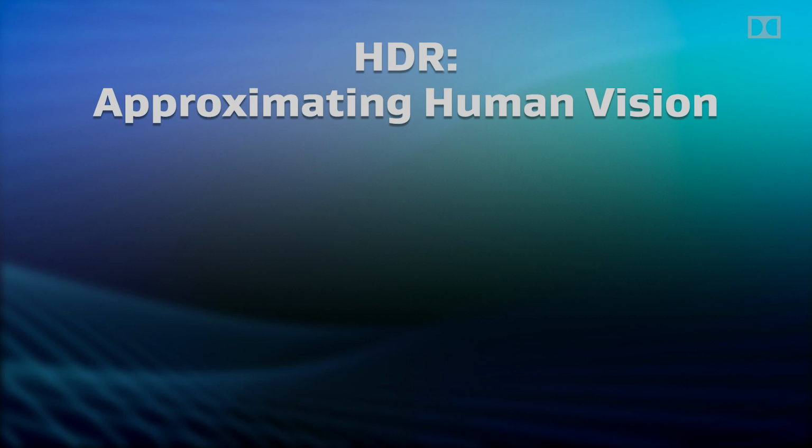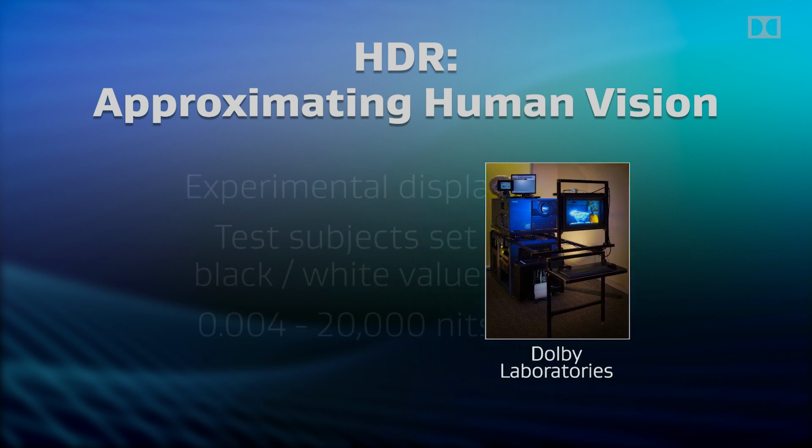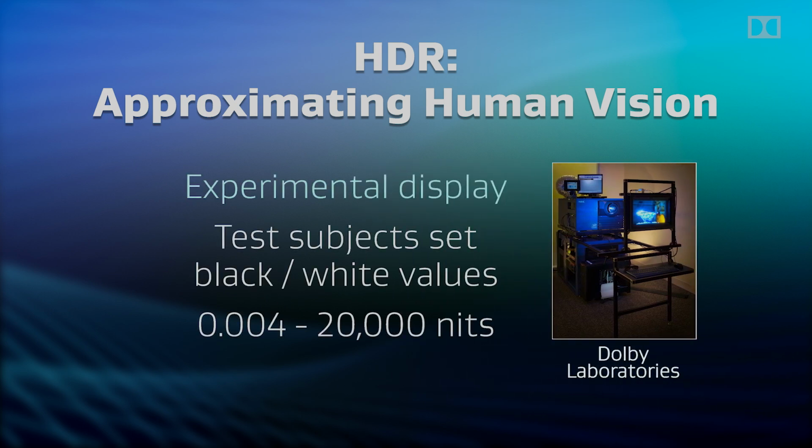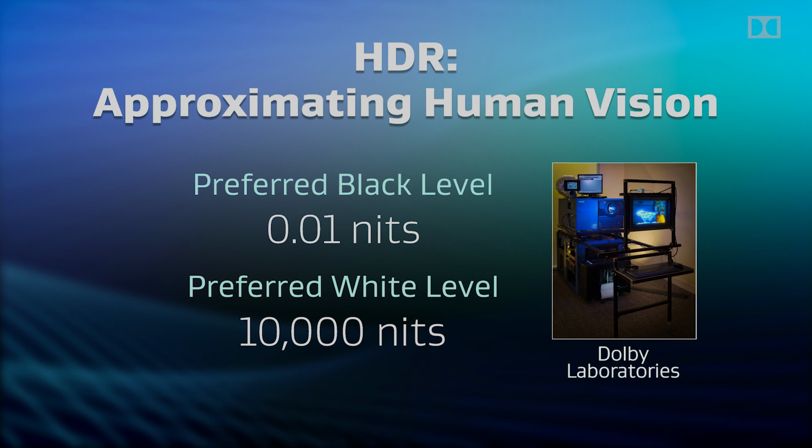So what is PQ, and how was it developed? Dolby looked at real-world brightness, TV and cinema, and envisioned more. How do we mimic closer what we see in the world with brighter, higher color volume? Dolby Labs created a prototype HDR display and had test subjects come in and dial in their preferred white point and black point. This setup was capable of luminance values from 0.004 nits all the way up to 20,000 nits. And 84% of test subjects chose 0.01 nits for black and 10,000 nits for white.